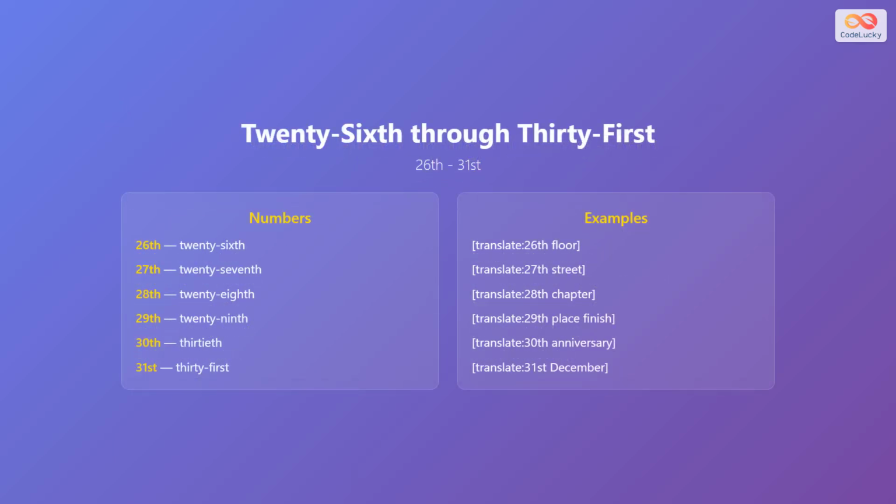Finally, we learn 26th through 31st. The 26th is number 26. The 27th is number 27. The 28th is number 28. The 29th is number 29. The 30th is number 30. The 31st is number 31.